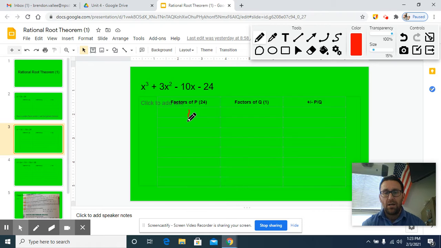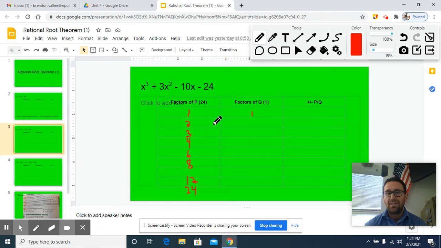So we got 1 times 24. We got 2 times 12. We got 3 times 8. And we got 4 times 6. Those are all the factors of 24. Now the factors of this first number, 1, easy, 1. But sometimes that number might not be 1, so you'd have to write out all the factors here.